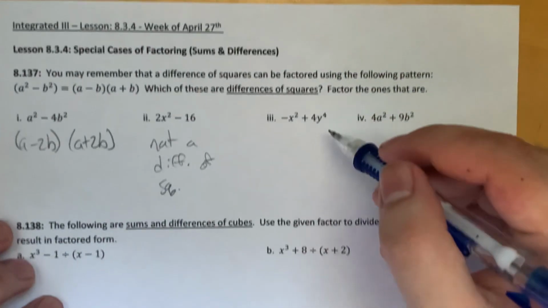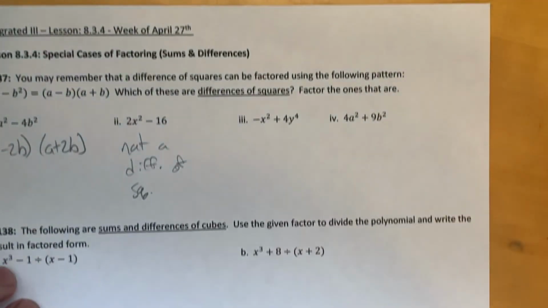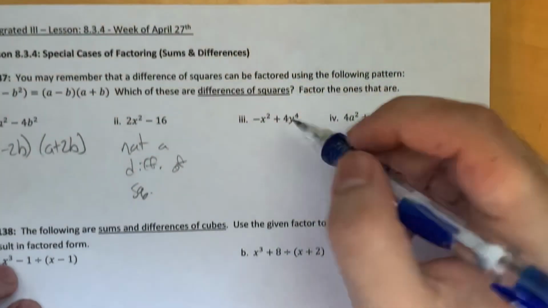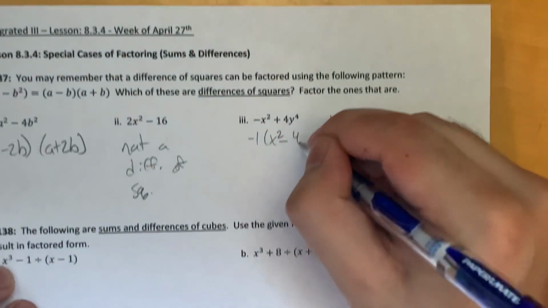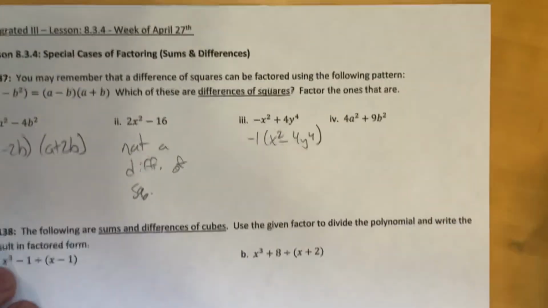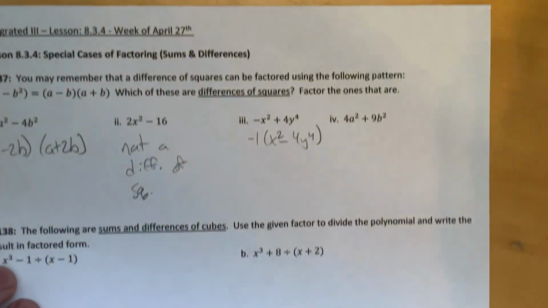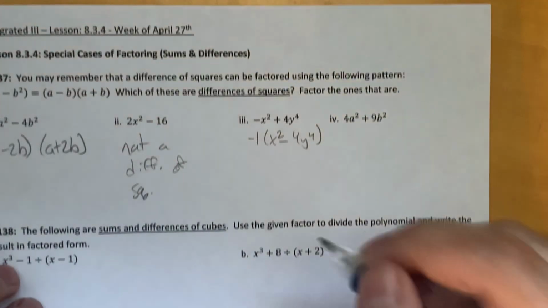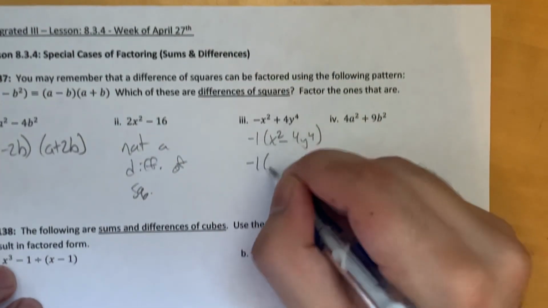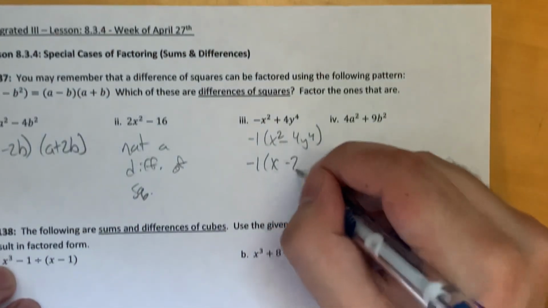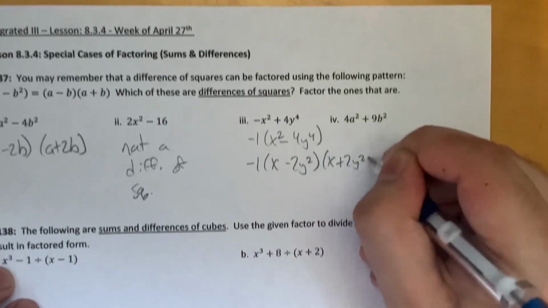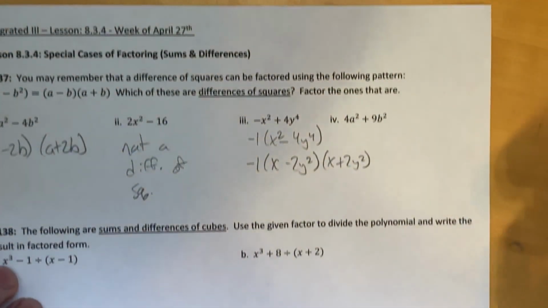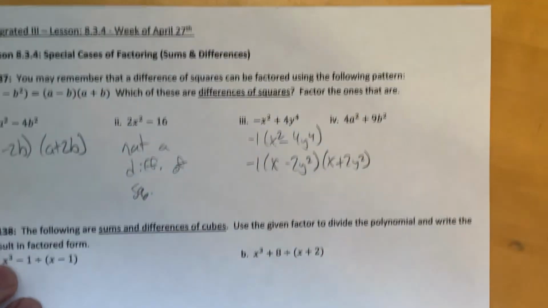All right, let's do this one. Wait, but the negative is in the wrong spot. Easily fixed. We're going to factor out a negative 1. X squared minus 4y to the 4. So let's look at the inside. Is that a difference of squares? Yes, you guys are absolutely correct. It is a difference of squares. So negative 1 times x minus 2y squared times x plus 2y squared. There we go. And I didn't give myself enough room for the other part, which is fine.